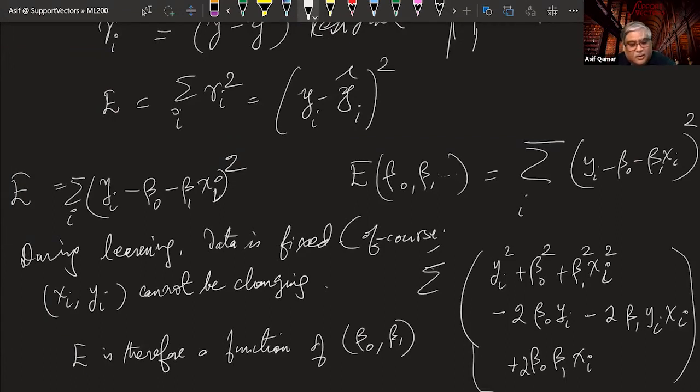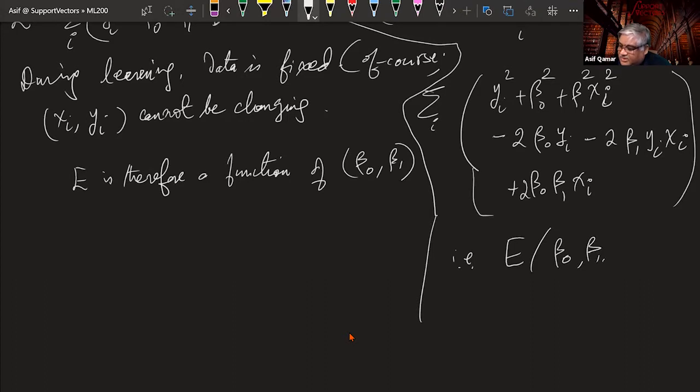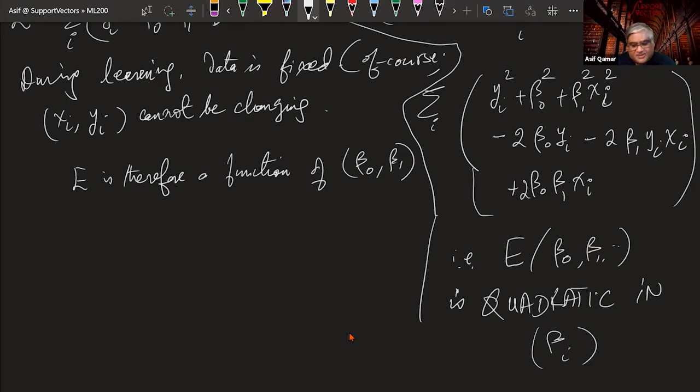it's a bit of a long set of terms, but what is the highest power of beta that you see here in this equation? Beta naught square, the square terms, right? Beta naught or beta 1 square. So you would agree that this equation is quadratic, i.e. E of beta naught, beta 1 is, and this is the important thing, quadratic in beta. It's quadratic in the betas.